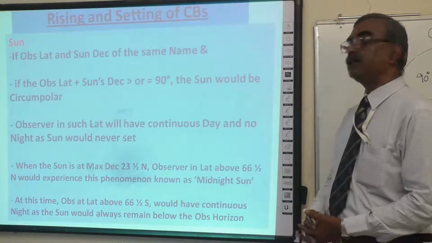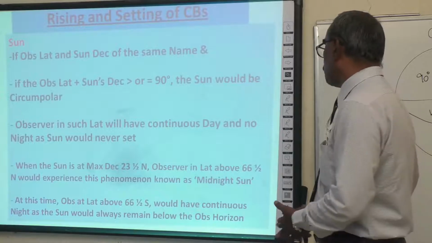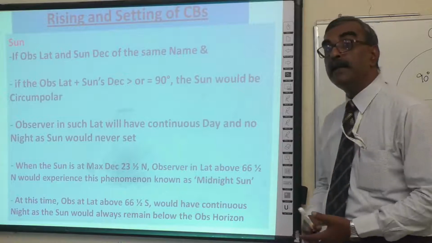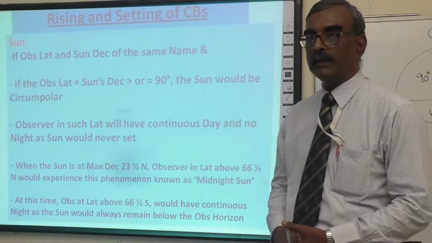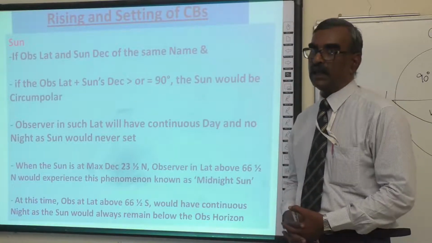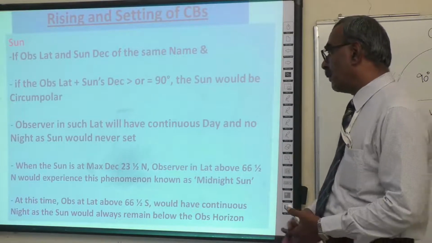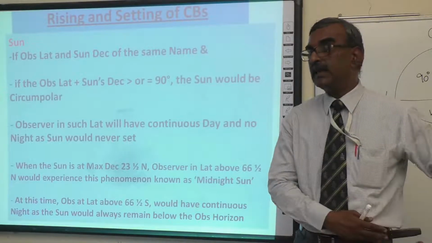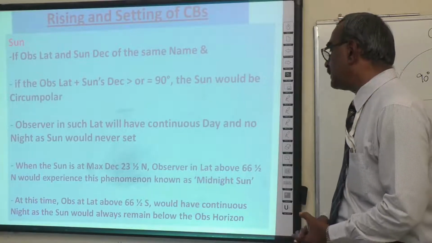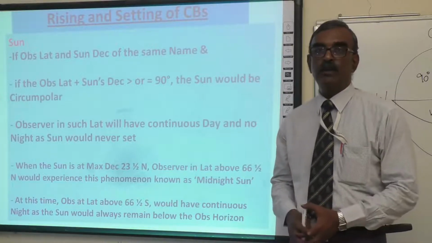When the Sun is at maximum 23.5 degrees north declination, an observer at latitude above 66.5 degrees north would experience this phenomenon known as midnight sun. That's why, gentlemen, Norway is called the land of the midnight sun. The latitude of that region is higher than 60 degrees north. At this time, an observer at latitude above 66 degrees south, let us look at the southern hemisphere, would have continuous night as the Sun would always remain below the horizon of the observer in the southern hemisphere.